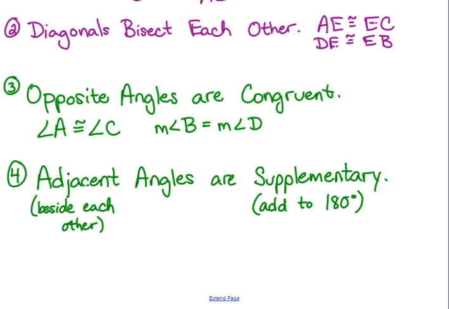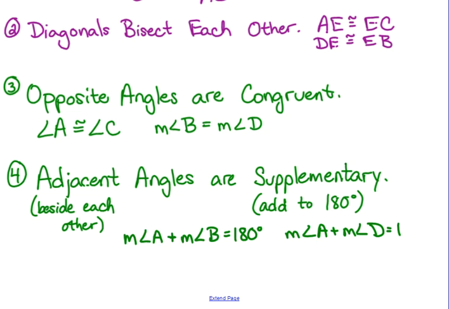So, the measure of angle A plus the measure of angle B equals 180 degrees. The measure of angle A plus the measure of angle D equals 180 degrees. And B plus C equals 180, and C plus D.